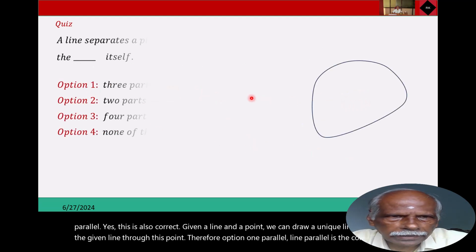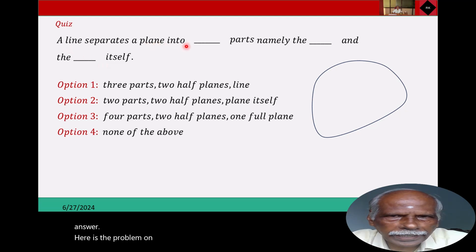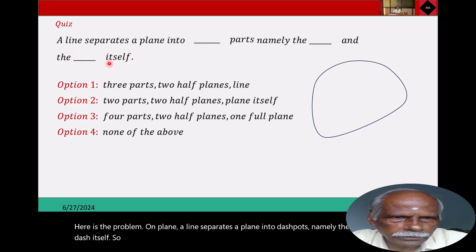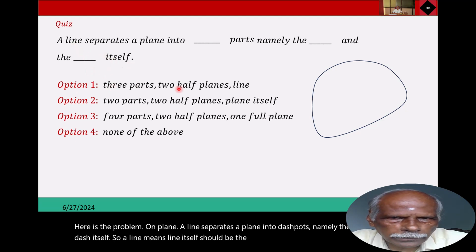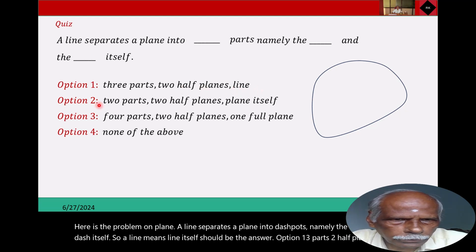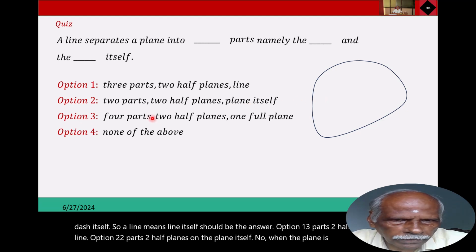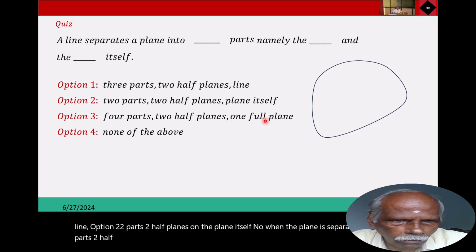Here is the problem on plane. A line separates a plane into ___ parts, namely the ___ and the ___ itself. So a line means line itself should be the answer. Option 1, 3 parts, 2 half planes and a line. Option 2, 2 parts, 2 half planes and the plane itself. No, when the plane is separated. Option 3, 4 parts, 2 half planes and 1 full plane. No. Option 4, none of the above. We will see the first one.